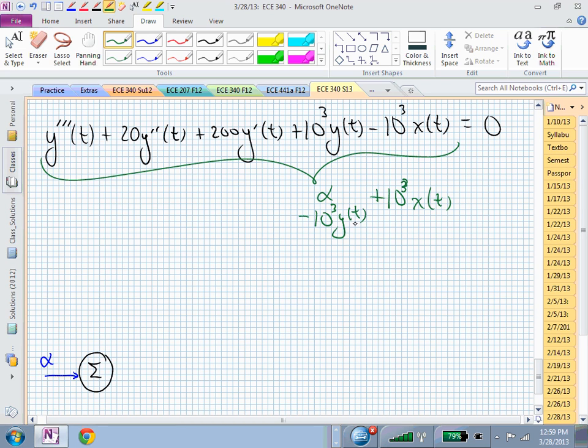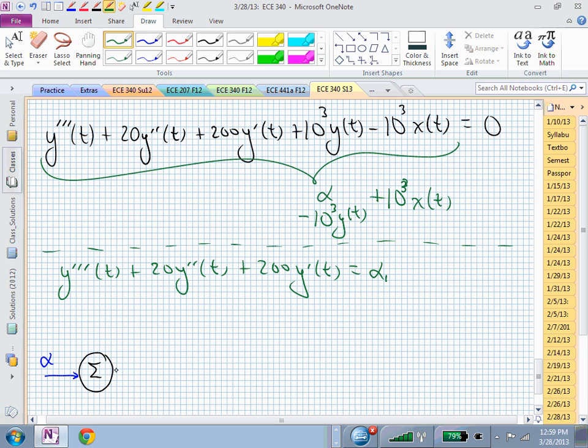1,000 y's from that. If I do that, I'm going to end up with y triple prime of t plus 20 y double prime of t plus 200 y prime of t. And I can't set that equal to 0. I don't know what it is, but so that I can keep track of it, let me call that alpha 1.